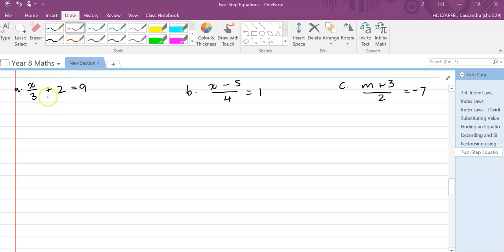To do that, I can see I've got a family member on this side that I'm going to bring over to the other side. When we bring this over to the other side, it's going to turn into its opposite. So I end up with x over 3 is equal to 7. Now that I've got all my family members in one place, I'm going to free the hostage. To do that, I'm going to do the opposite. When I bring this over, this is going to become multiply by 3. So x is equal to 7 times 3, which is 21.